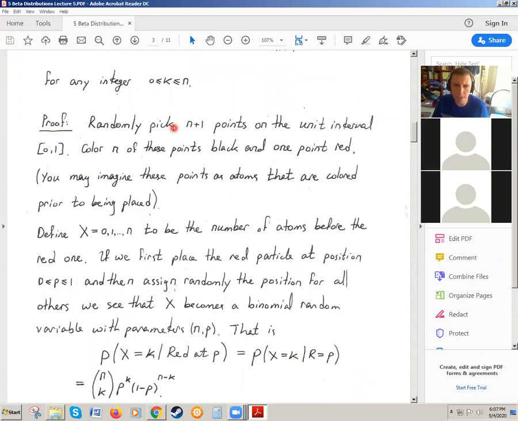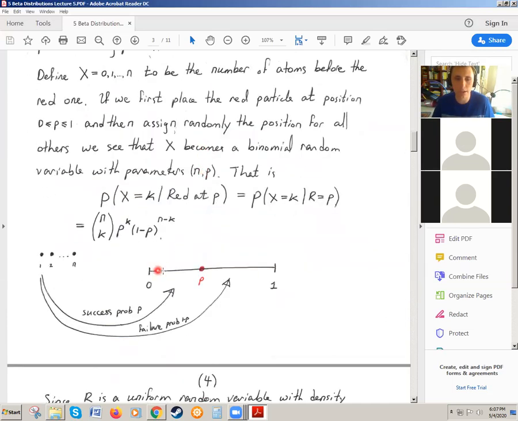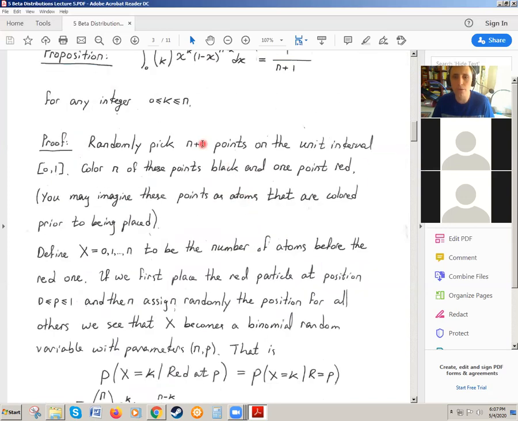So imagine that we have n plus 1 points, or n plus 1 particles or atoms, and those particles will be randomly placed on the interval between 0 and 1. They're just going to be randomly thrown over the interval 0, 1, kind of like this. One of the particles is colored red and the others are colored black. So we have n black particles and 1 red particle.